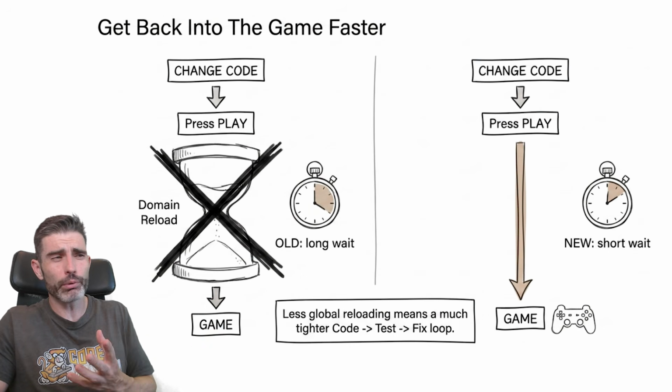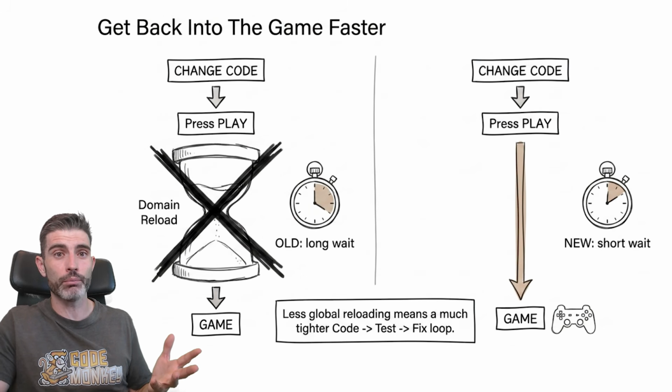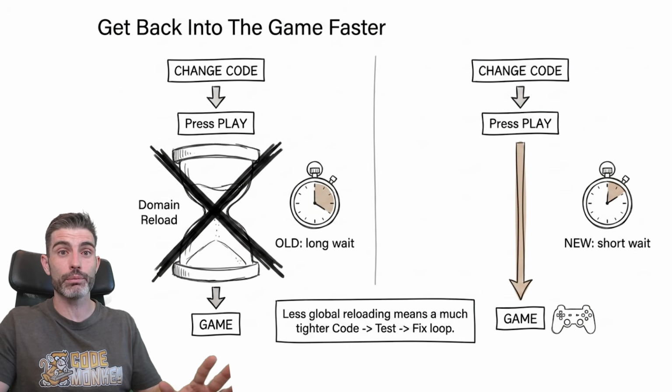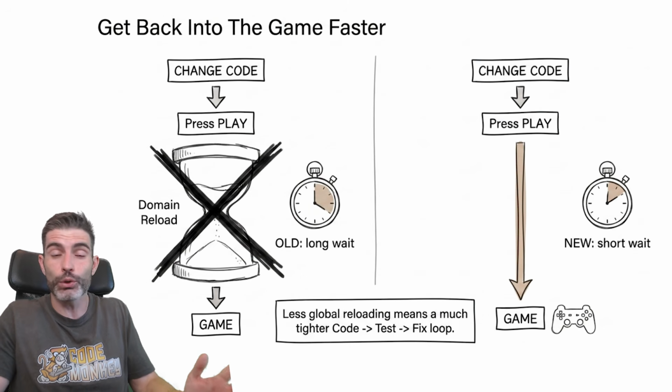Given that you probably press play, let's say, 1,000 times whilst making your game, if every single time is, let's say, 1 minute faster, 1 minute times 1,000, that is an insane amount of time. You're going to be much faster, just by default, just by using Unity 7.